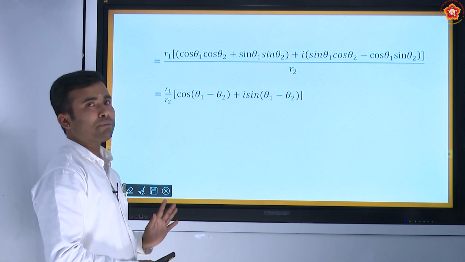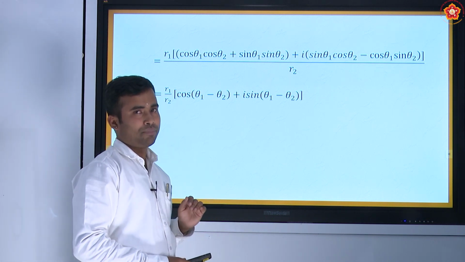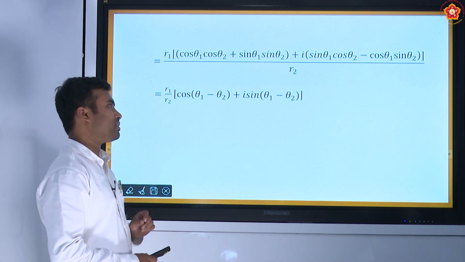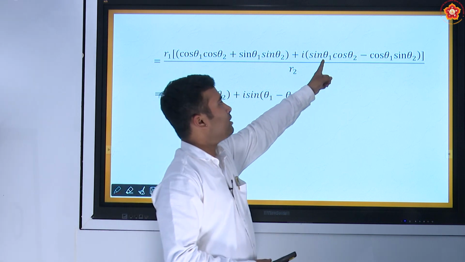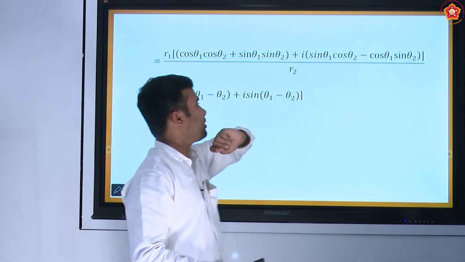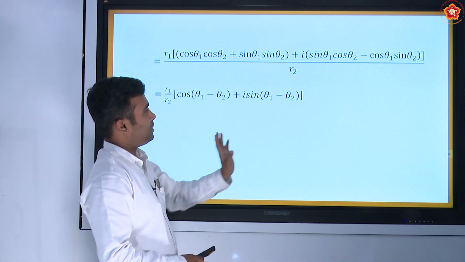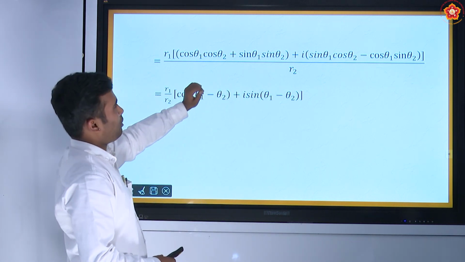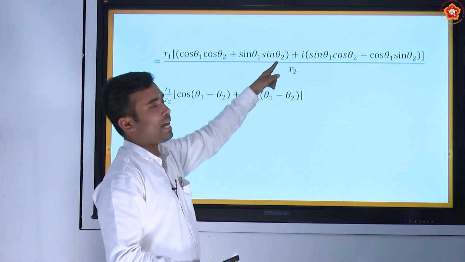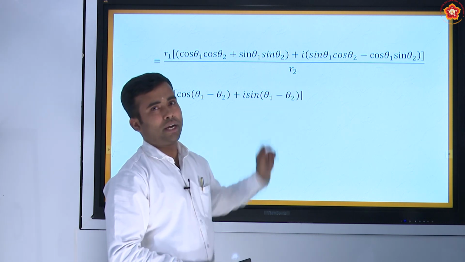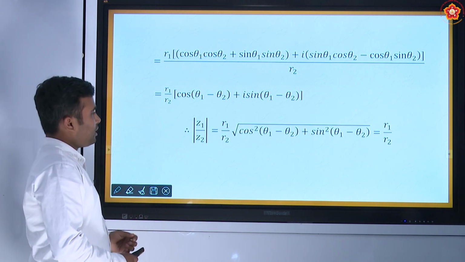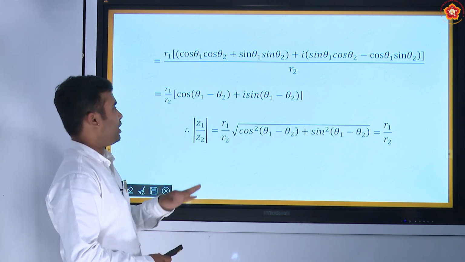What is that? Cos(A minus B) is cos A cos B plus sin A sin B. Similarly here, sin A cos B minus cos A sin B is sin(A minus B). A similar formula we can apply here. This becomes cos of (theta 1 minus theta 2) plus i times sin of (theta 1 minus theta 2), with R2 here. Now, we have to take modulus on both the sides.